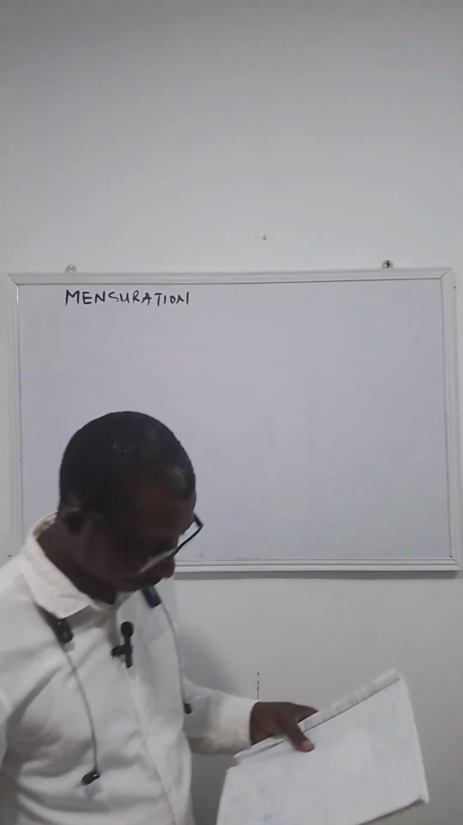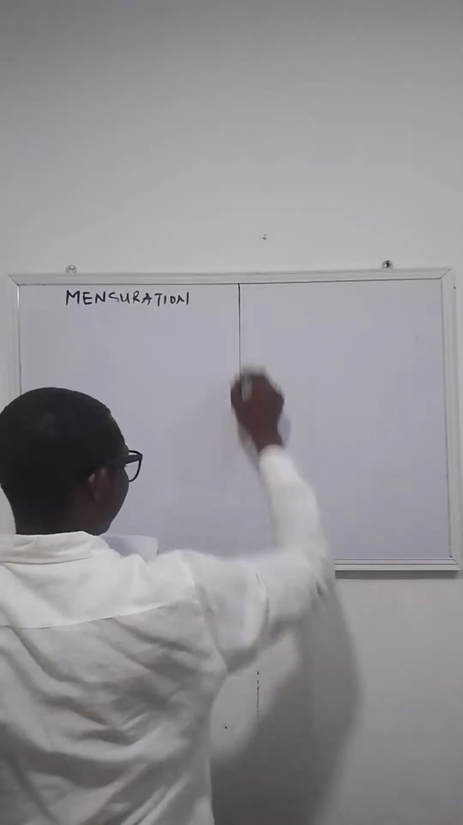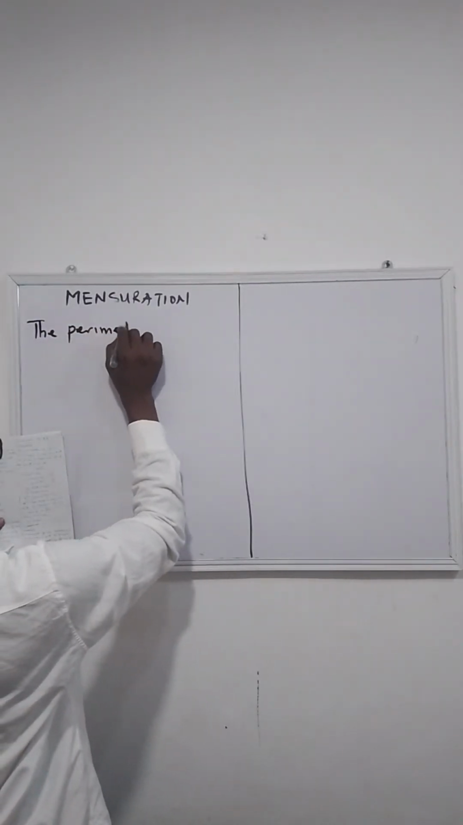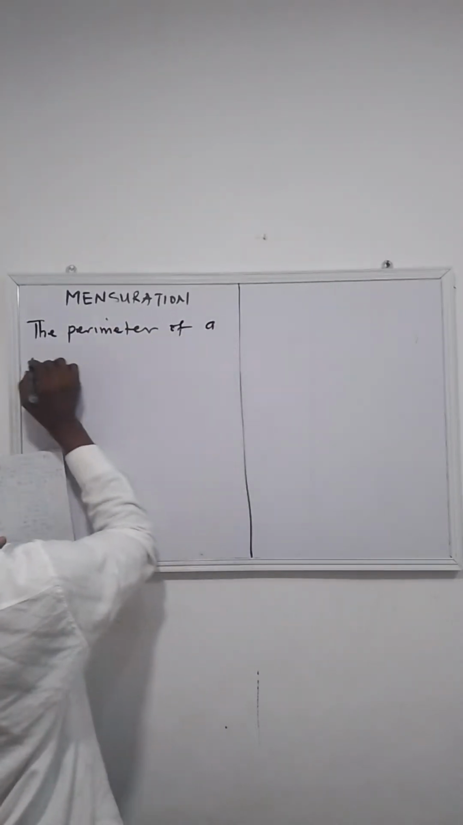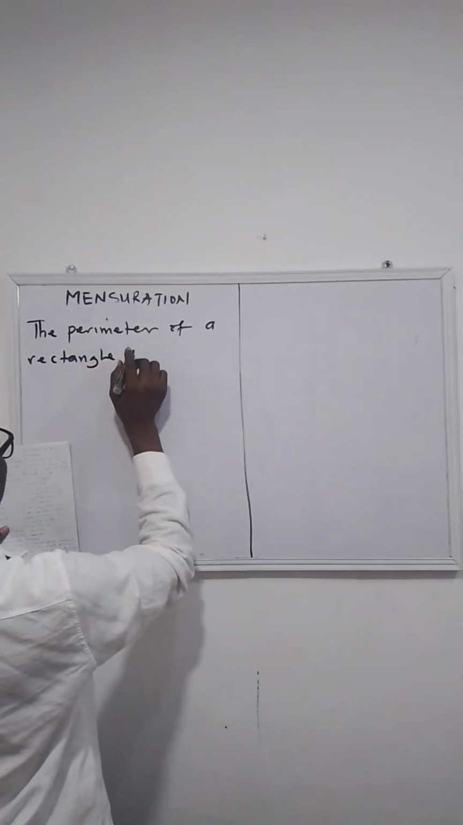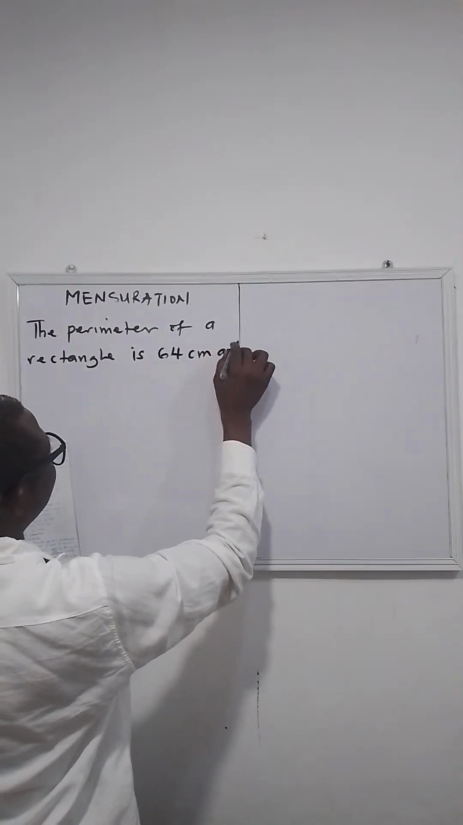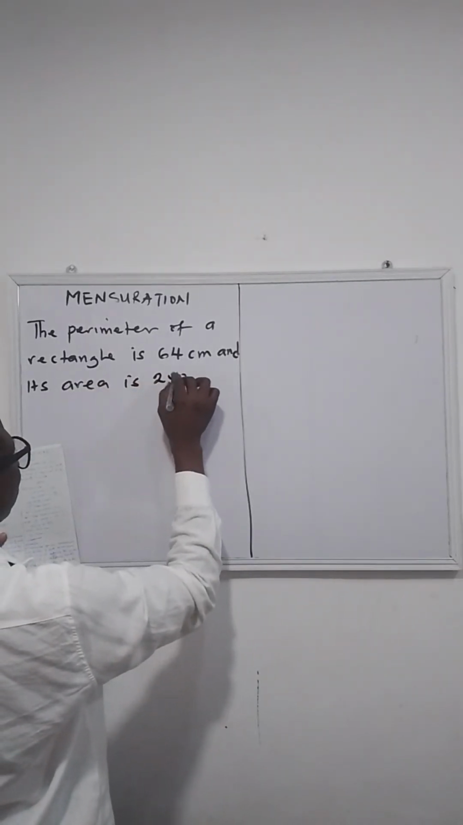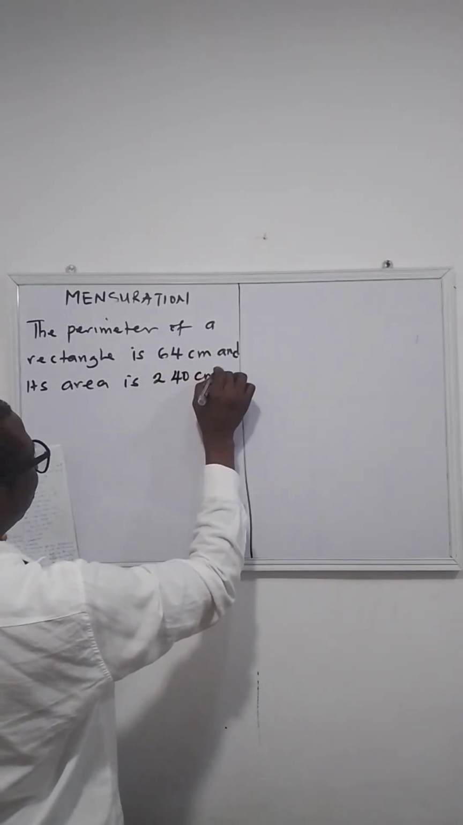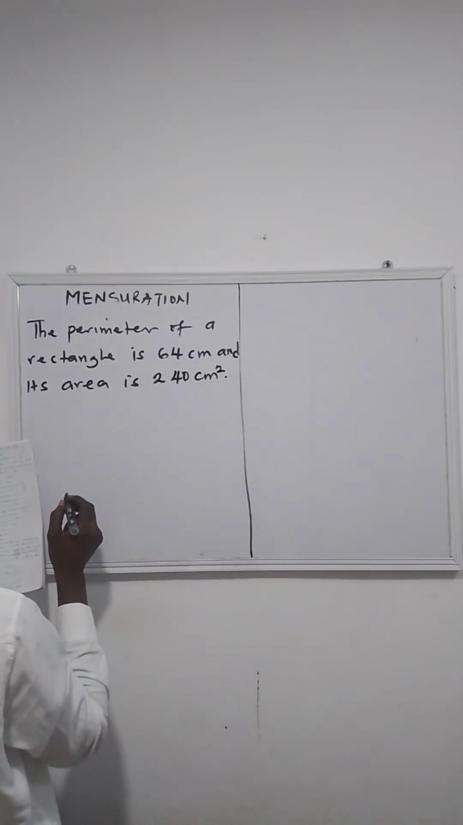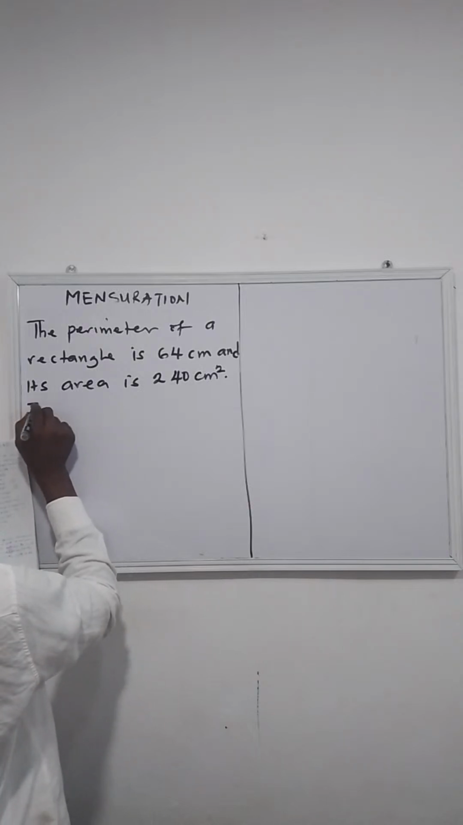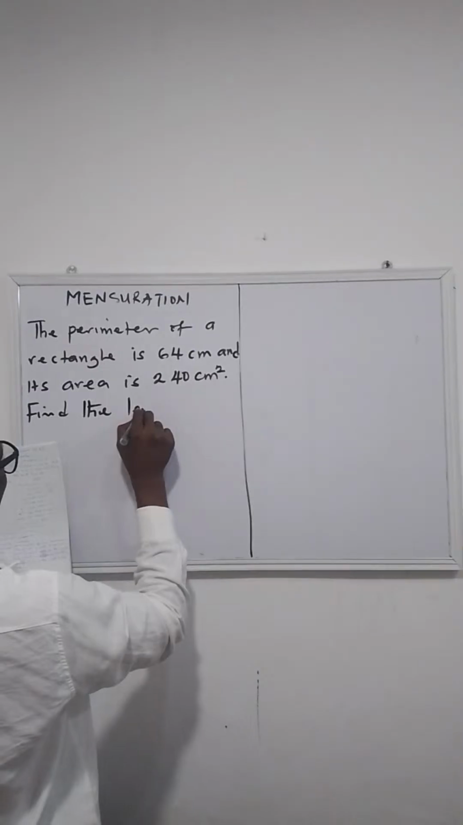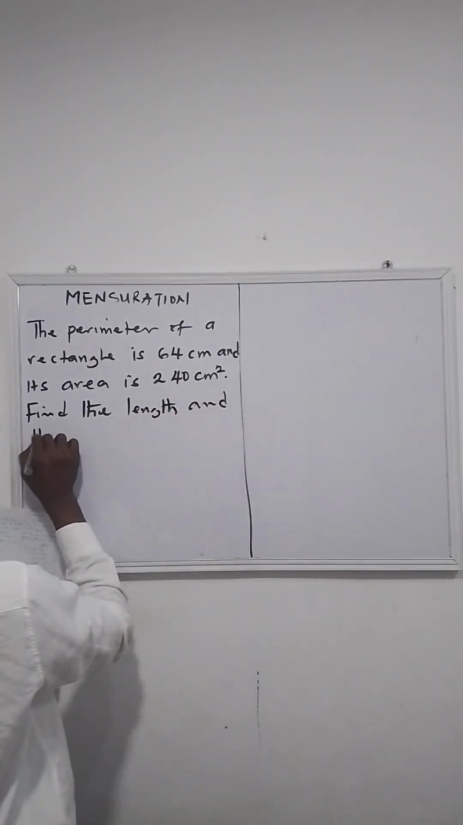Yes, let's look at this question. The perimeter of a rectangle is 64 centimeters and its area is 240 centimeters squared. Find the length and the breadth.